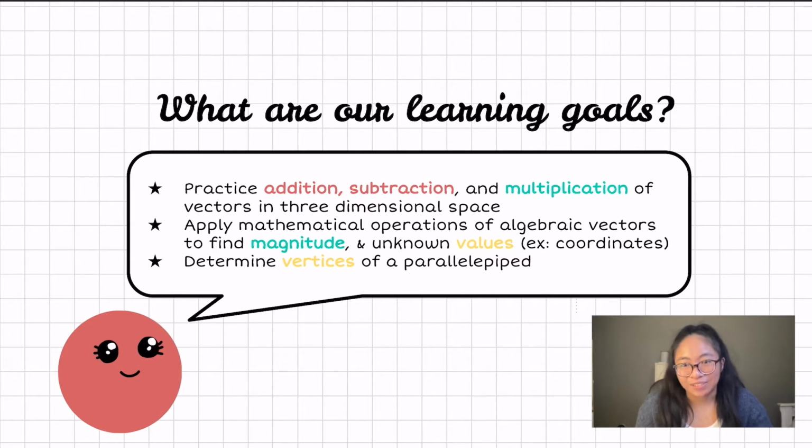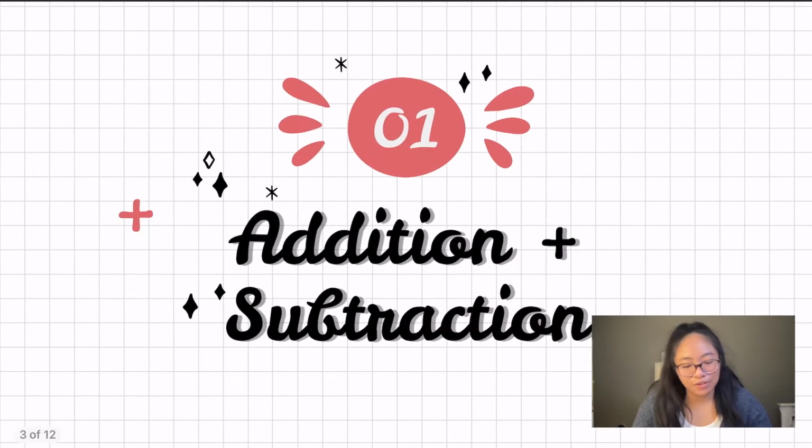Our goals are to practice addition, subtraction, and multiplication of vectors in 3D space. We are to apply mathematical operations to vectors to find magnitude as well as unknown values such as coordinates, and we will be determining vertices of a parallelepiped. So the first section we'll be going through is addition and subtraction.